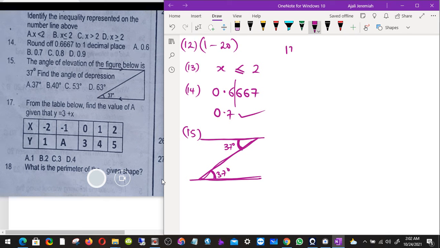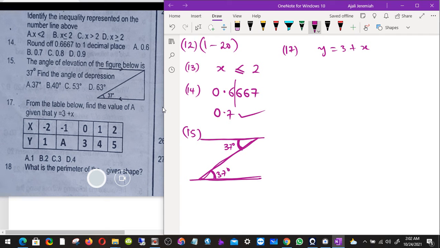Okay, let's skip 16, so we'll go to 17. Given that Y is equal to 3 plus S. Okay, so I want to find this value of A. You can see the range of values for S. It ranges from -1 to 2.